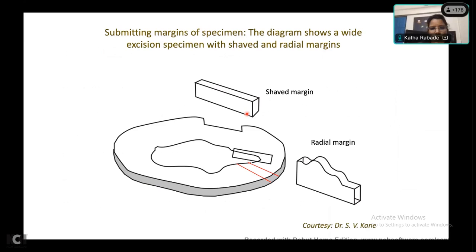What I mean by shave and radial margin is, if this is the tumor, I am taking a section perpendicular from the tumor to the margin. This is known as the radial margin. So even on microscopy with the ink here, I can measure the margin from the tumor. And shave margin is when the margin is taken parallel to the ink surface. That is a shave margin. So here I cannot measure the distance of the margin from the tumor on microscopy.